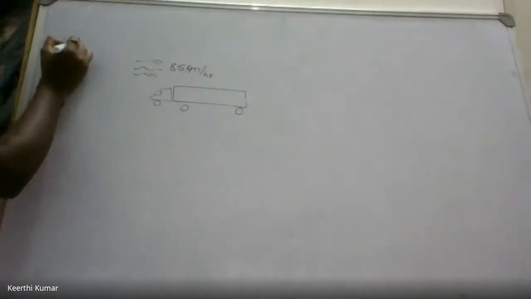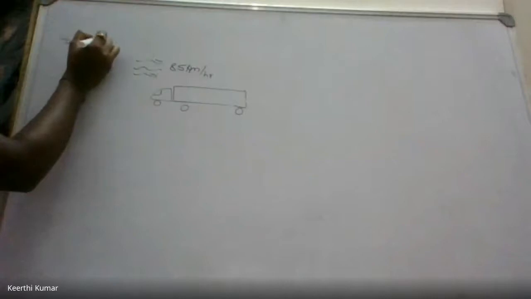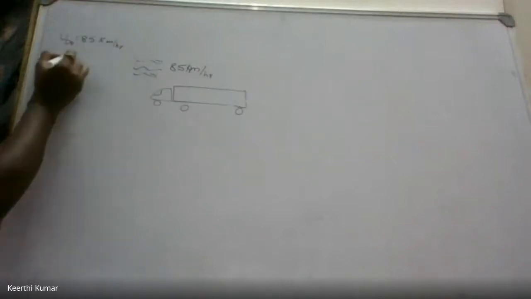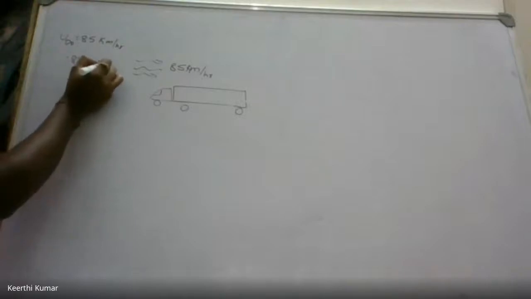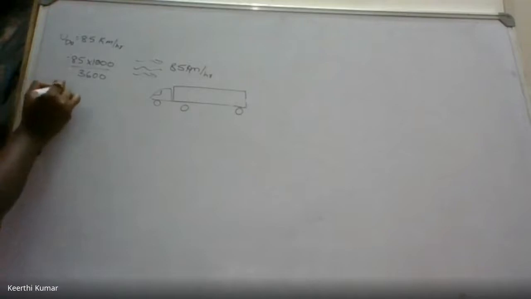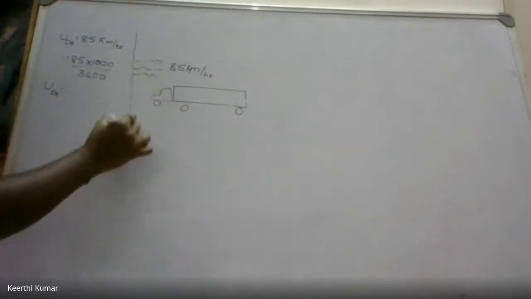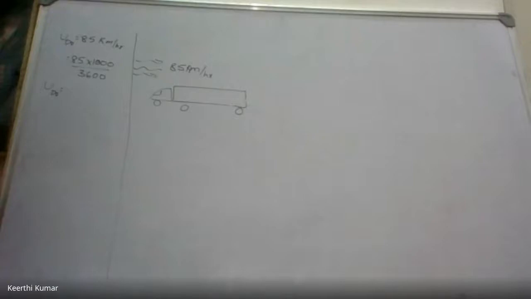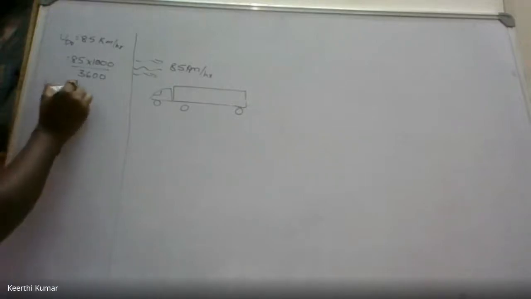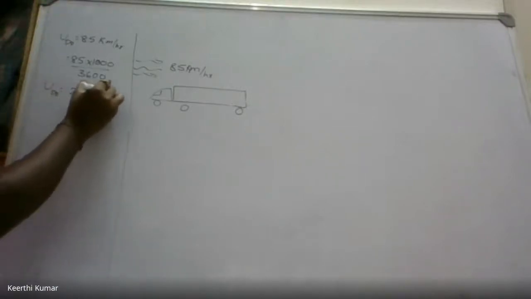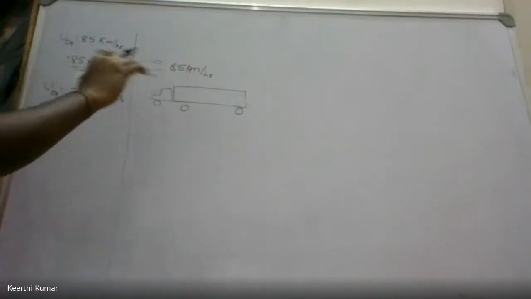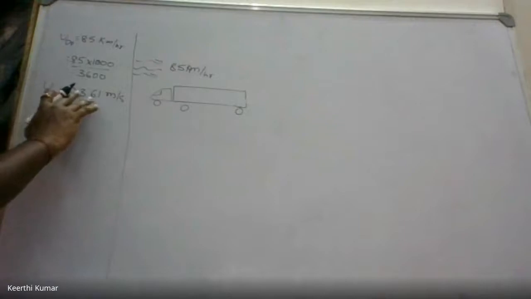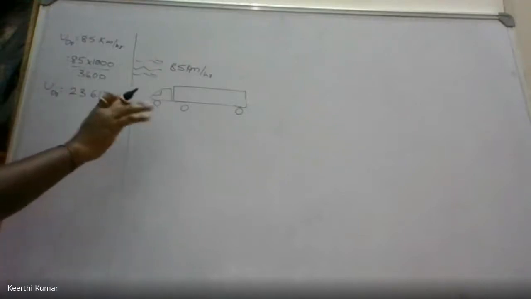So U infinity is equal to 85 kilometer per hour. We want it in meter per second, so 85 into 1000 divided by 3600. U infinity is 23.61 meters per second. That means air is blowing above the truck at a speed of 23.61 meter per second. Indirectly he has given it.